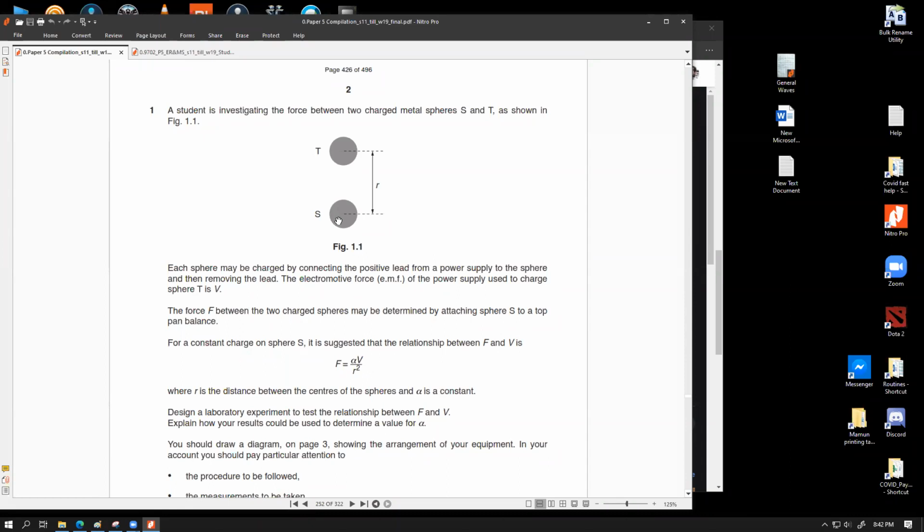The other thing that is pretty important: we have to place sphere S at a fixed voltage, and then we have to change the charge on sphere T. The question says that for a constant charge on sphere S, the relation between F and V is this much. So R will not be a variable. Throughout the experiment, R will be fixed. What we are trying to define is a relationship between the voltage V, by which we are going to charge up this sphere T, and the force by which they repel each other.